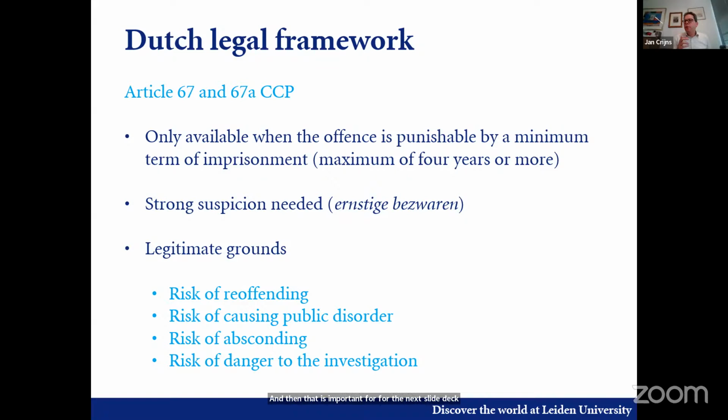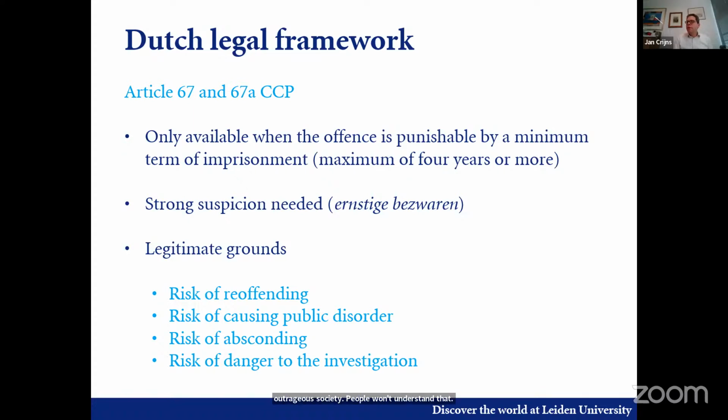There must be a legitimate ground for pre-trial detention. Pre-trial detention must have a good reason. One of these good reasons may be a risk of reoffending. You're afraid that the suspect will commit more crimes when you release him. Or there must be a risk of causing public disorder, and that means there must be outrage within society when you release the suspect, when you arrest a suspect for a very severe crime, let's say manslaughter, and one day later you release him. That will cause public disorder, that will cause outrage in society. People won't understand that.